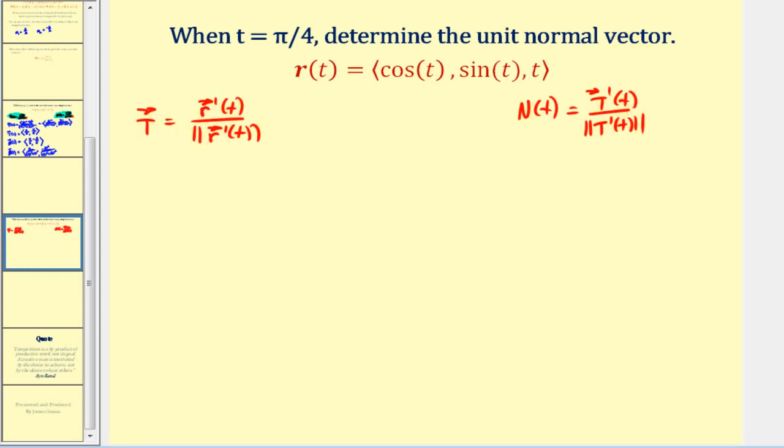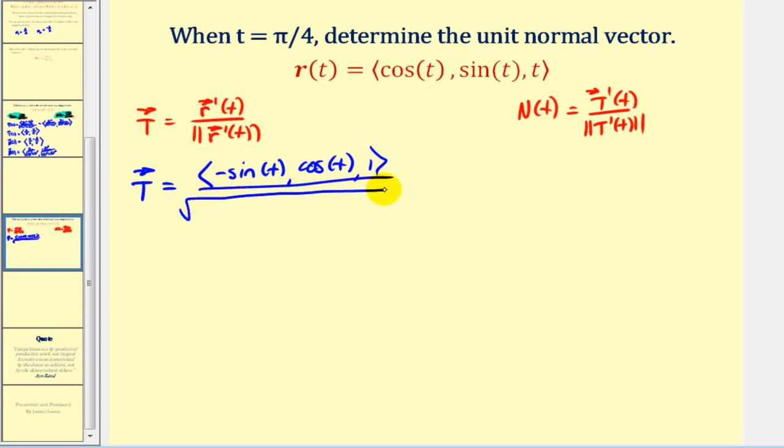So let's start here on the left. The derivative of cosine t would be negative sine t. Derivative of sine t would be cosine t. The derivative of t would be 1. We'll divide this by the magnitude. So negative sine squared would be positive sine squared t plus cosine squared t plus 1. Well, sine squared t plus cosine squared t is equal to 1. So we'd have the square root of 1 plus 1, or the square root of 2.